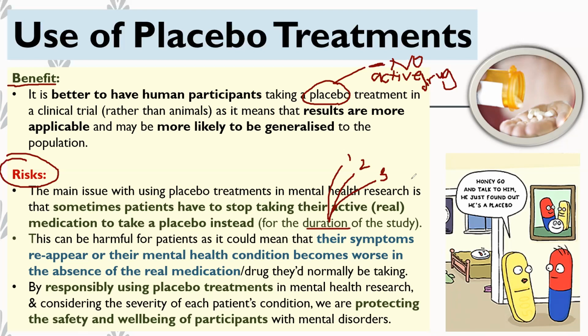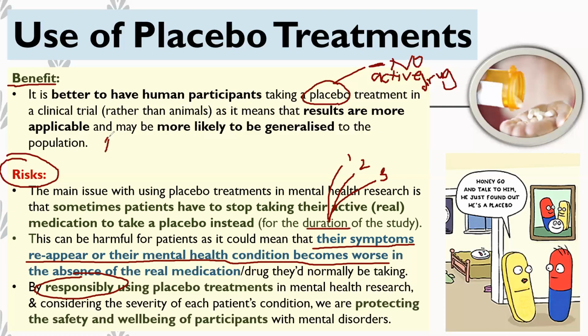So we have to be very careful with the kind of path that we tread when we are dealing with mental health patients. So like I said before, obviously, if you're making them stop taking their normal medication, they're not having the active drug in them for some period of time, and their symptoms may reappear, or their mental health might actually become worse than it originally was. Okay, so we have to make sure that we are responsible in our use of placebo treatments when we do mental health research, okay? And we consider the severity of each patient's condition.